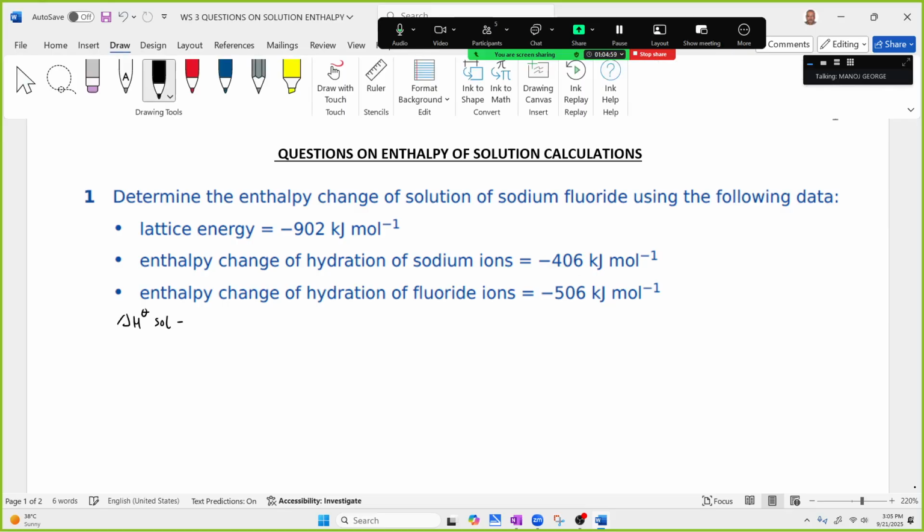Delta H solution equals delta H hydration minus delta H lattice. So directly put everything in and give me the final answer, please. You must know this is sodium fluoride solid. In case you want to check the mole ratio, it is all 1:1.